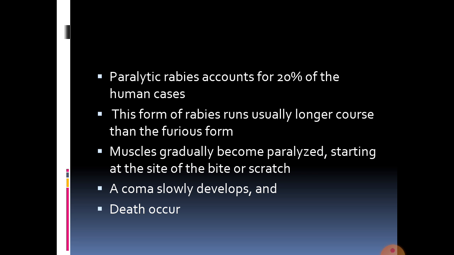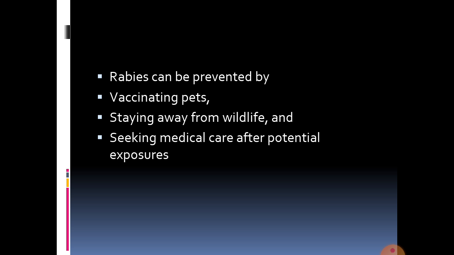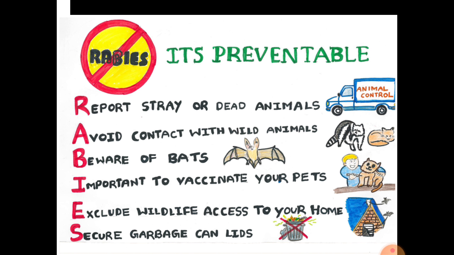Paralytic rabies accounts for 20% of the human cases. This form of rabies usually runs a longer course than the furious form. Muscles gradually become paralyzed, starting at the site of the bite or scratch. Then a coma slowly develops and death occurs. Rabies can be prevented by vaccinating pets, staying away from wildlife, and seeking medical care after any potential exposure. It is preventable.